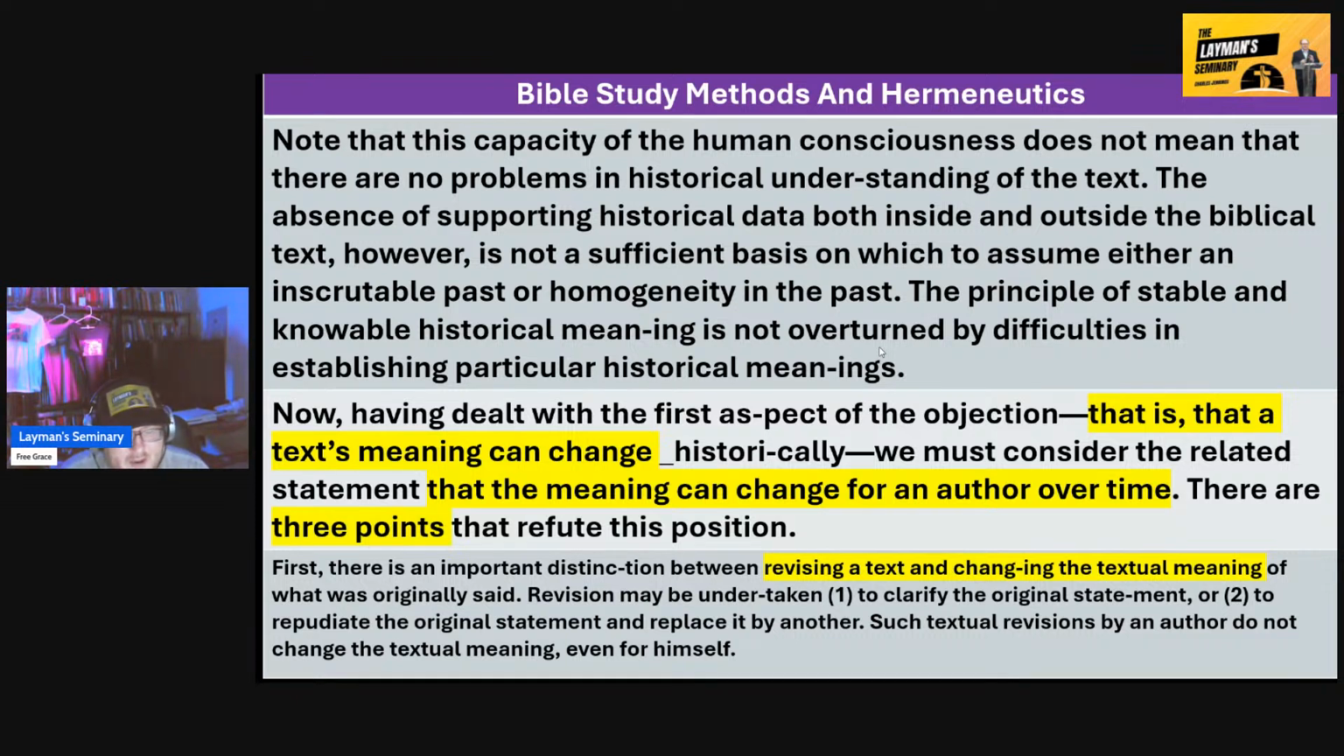Now, having dealt with the first aspect of the objection, that is, that text meaning can change historically, we must consider the related statement that the meaning can change for an author over time. There are 3 points that refute this position. First, there's an important distinction between revising the text and changing the text or meaning of what was originally said. Revision may be undertaken, 1, to clarify the original statement, or 2, to repudiate the original statement and replace it by another. Such textual revisions by an author do not change the textual meaning even for himself. Remember, he's speaking in general about literature.